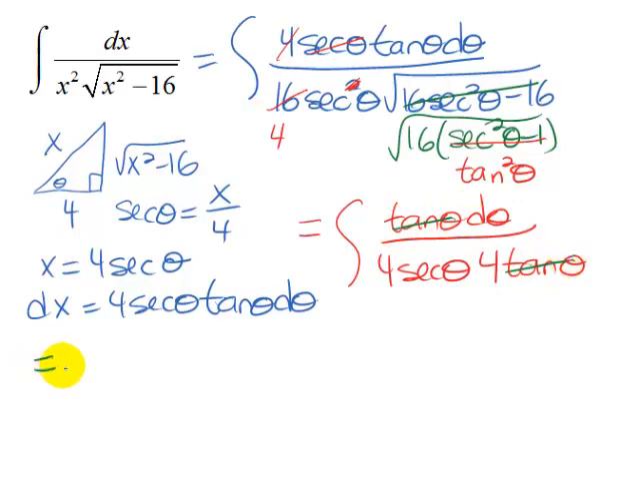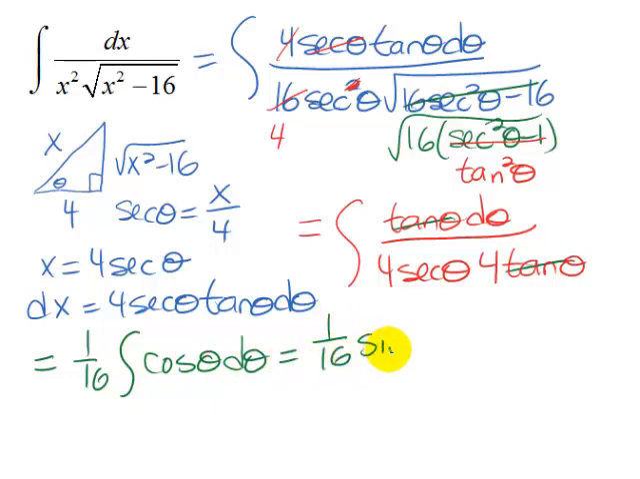So what I really have here is 1/16, and so I move these out in front, 1 over secant. Well, that's just cosine theta. And then we have d theta. So that's going to be 1/16 sine theta plus a constant. One last thing to do then would be to resubstitute. So we want to get this back in terms of x.